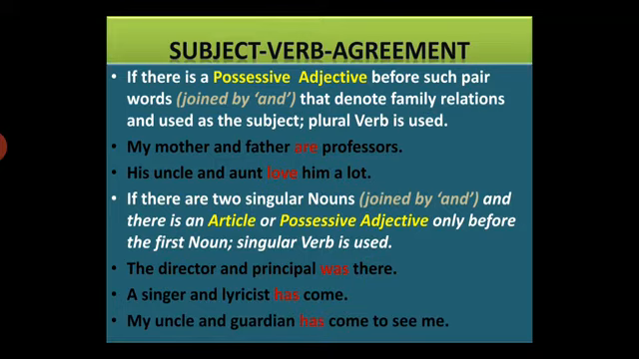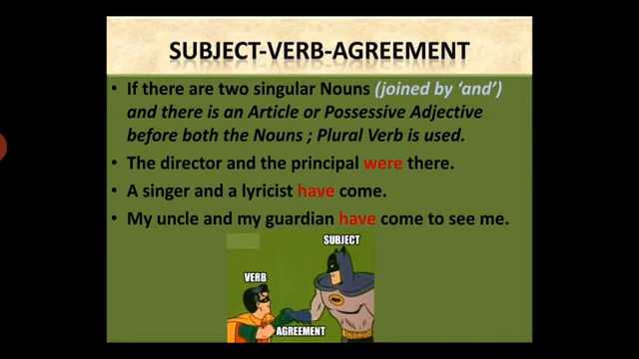It means there is only one person who is my uncle as well as my guardian and he has come to see me. Now, see this rule. If there are two singular nouns joined by and, and there is an article or possessive adjective before both the nouns, in this case we have to use plural verb. The director and the principal were there.